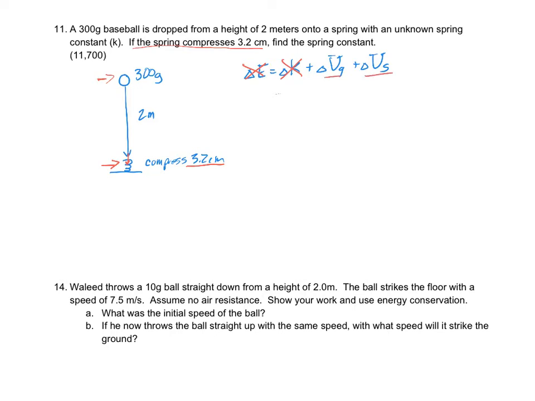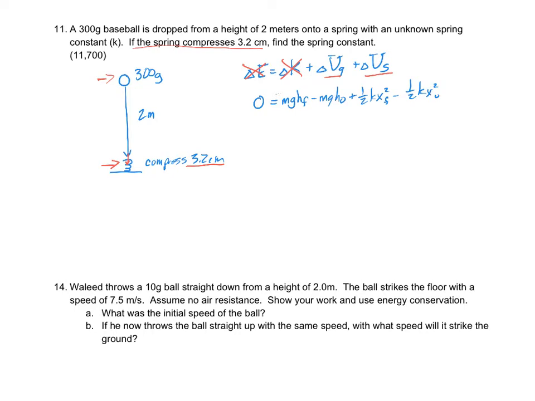So we can go ahead and rewrite this equation. It's now going to be 0 equals the change in gravitational potential energy, mgh final minus mgh initial, and then we're going to add on the change in the elastic potential energy. That's 1/2 kx squared final minus 1/2 kx squared initial.